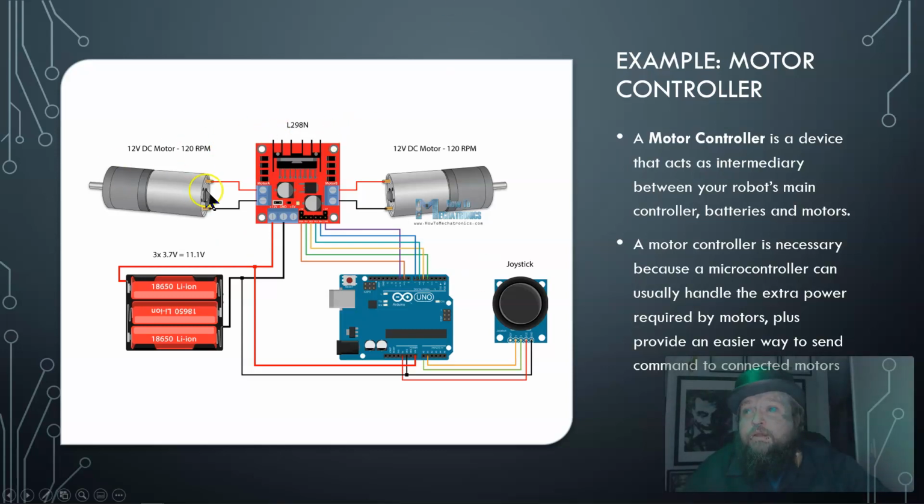You can see the example here: we have two motors themselves, a power source that you're providing coming in, the actual motor controller itself, and then connection lines going into whatever controller you're working with. In this case, it's an Arduino, which is a microcontroller, and you have a little joystick here as an input kind of sensor. Let me go back.